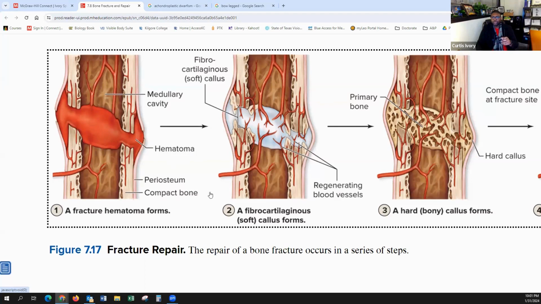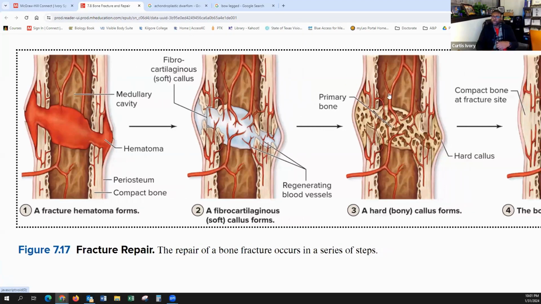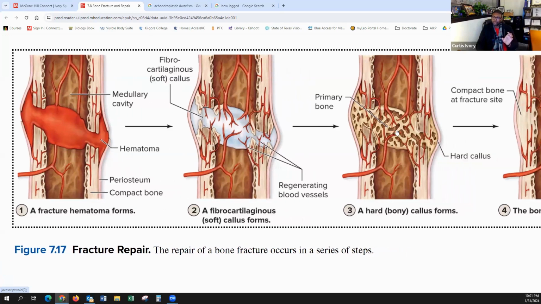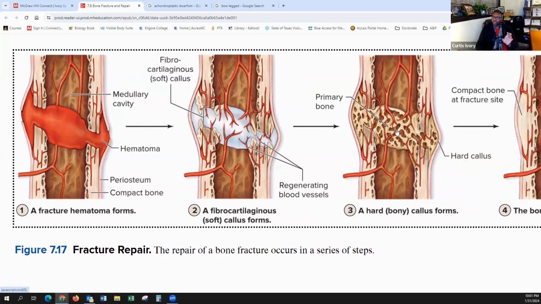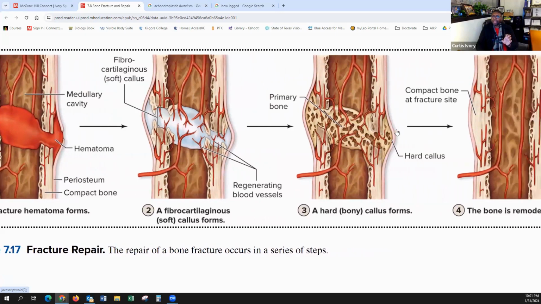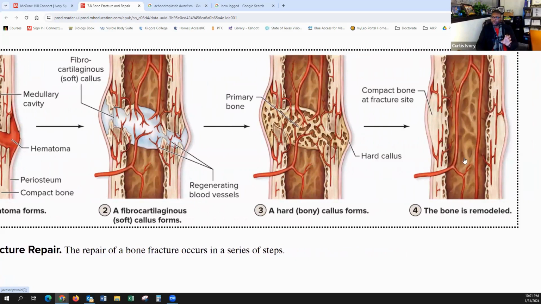In step two, that hematoma is going to turn into cartilage. And just like we saw earlier with cartilage, it's going to go through ossification and become hardened with calcium or hydroxyapatite. And then eventually we start seeing the bone, because this bone is not straight anymore. It still has these bumps in it. Osteoclasts are going to start gnawing at it, restructuring or remodeling the bone and getting it back to normal.